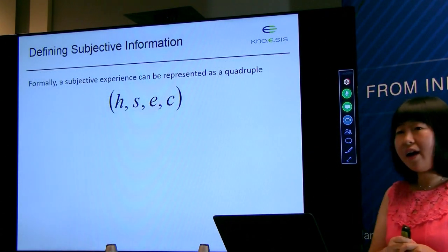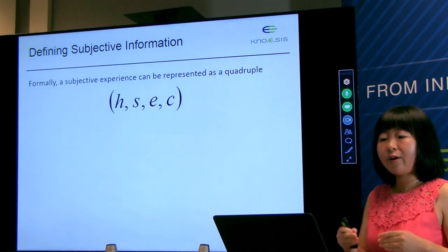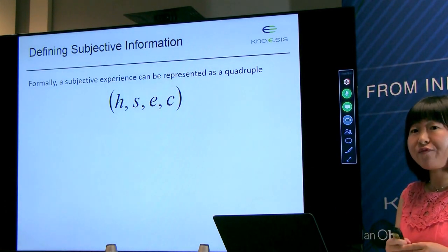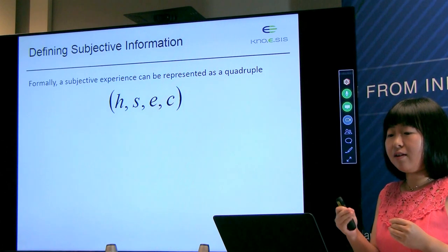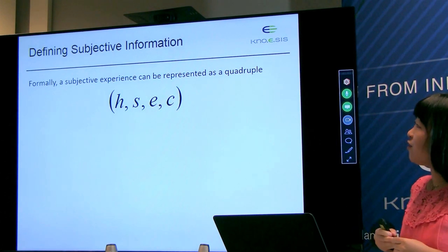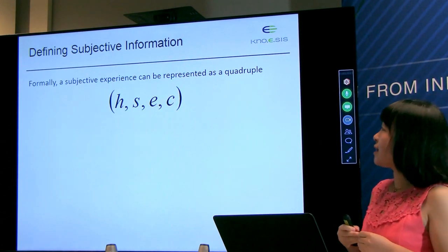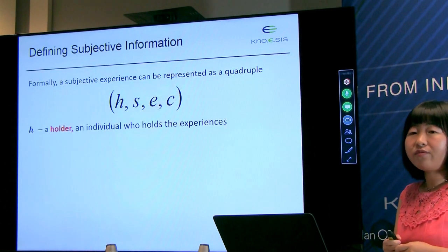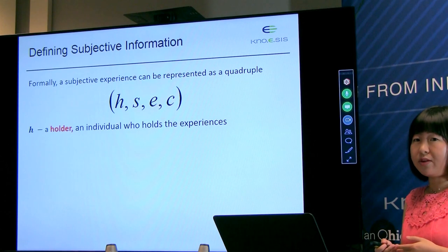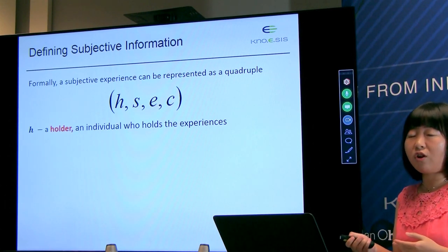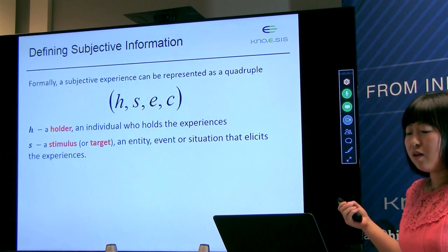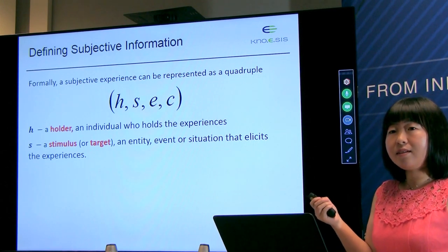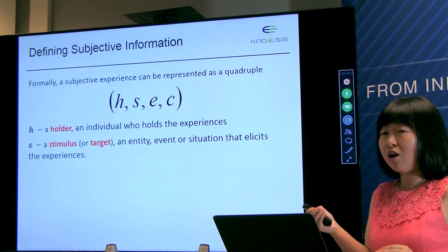That's why in this dissertation, I first proposed a unified framework for subjective information. We define a subjective experience as a quadruple, which contains four elements. A holder, which is an individual who holds this experience, usually the author of the post. And a stimulus or target of this experience.